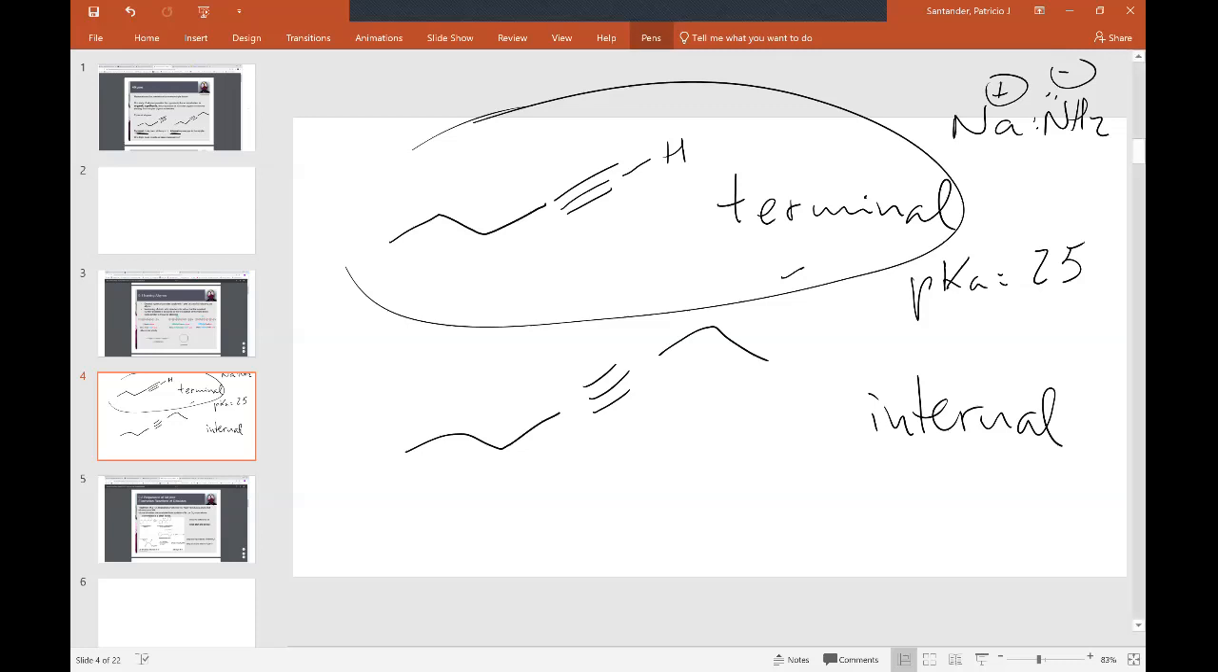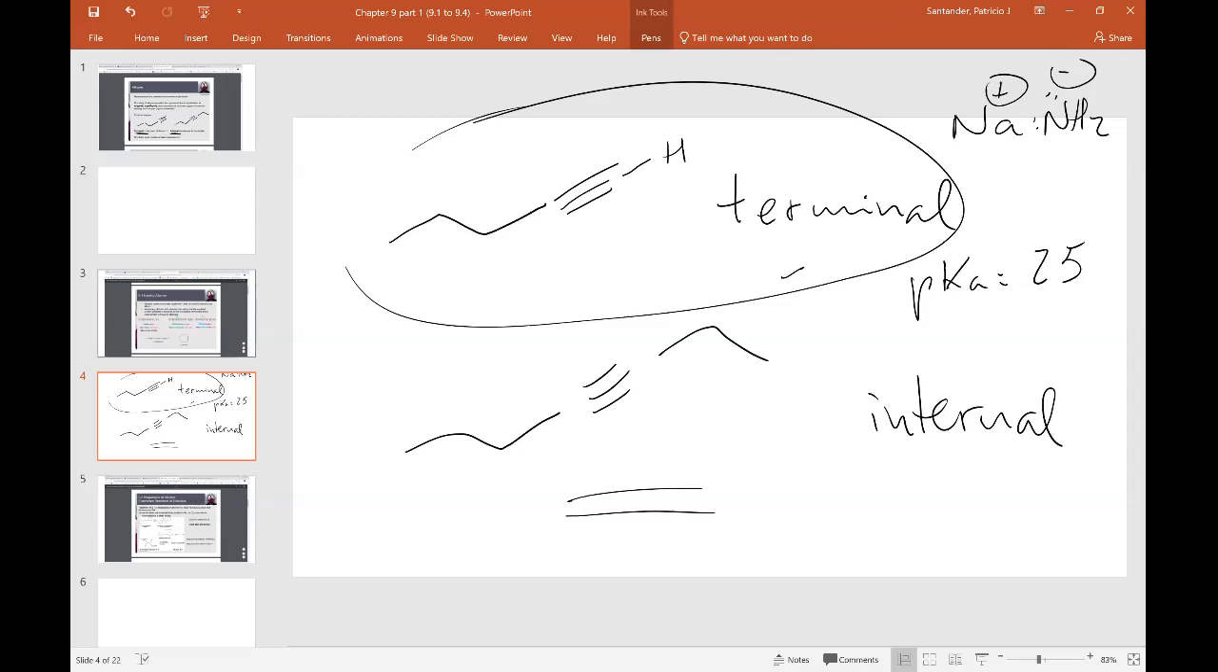Obviously, you cannot deprotonate an internal alkyne, right? Why not? Because all the hydrogen atoms that we have in this internal alkyne are not acidic enough. The pKa value of those will be more in the range of, I would say, 50. So there are no bases that will allow you to deprotonate those.